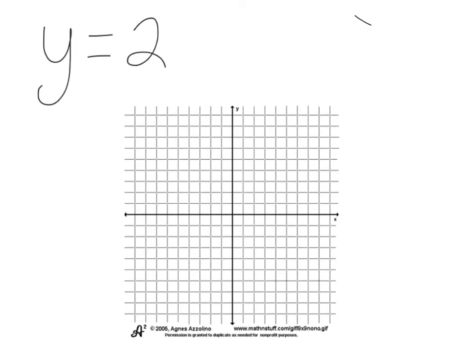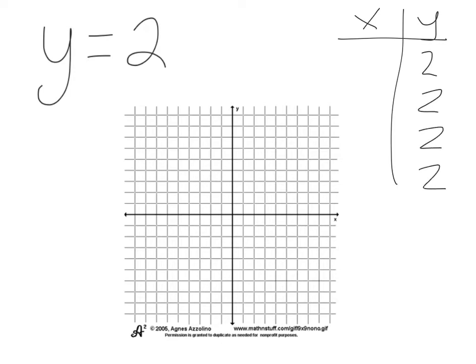If we think about it, we usually have an x and a y table when we're graphing coordinate points. And what this says is that y is equal to 2. That means that for every single output, our value is going to be 2. It doesn't matter if our x is 0, if it's 1, if it's 3, if it's 4. Our y value is always going to be equal to 2.